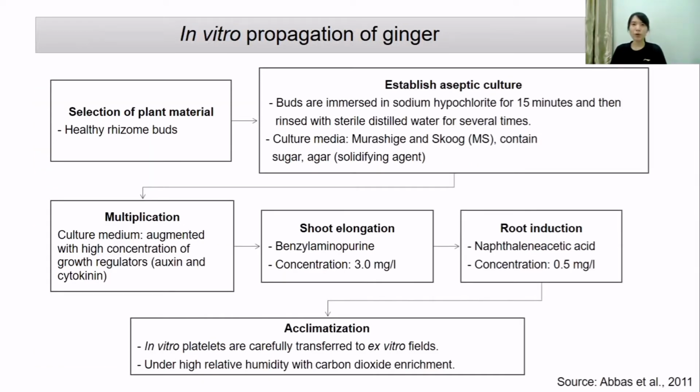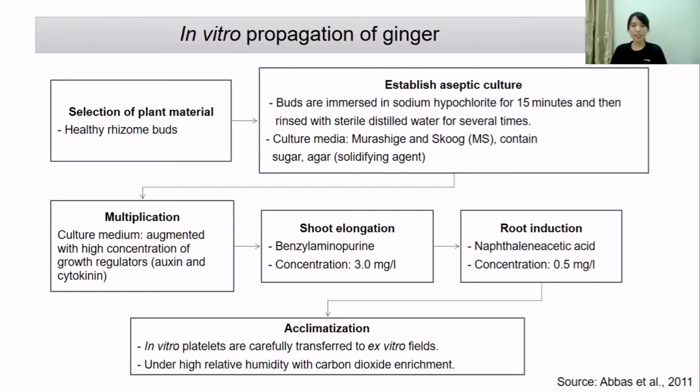In vitro propagation of ginger, healthy rhizome buds are selected. The rhizome buds are immersed in sodium hypochlorite for 15 minutes and then rinsed with sterile distilled water.